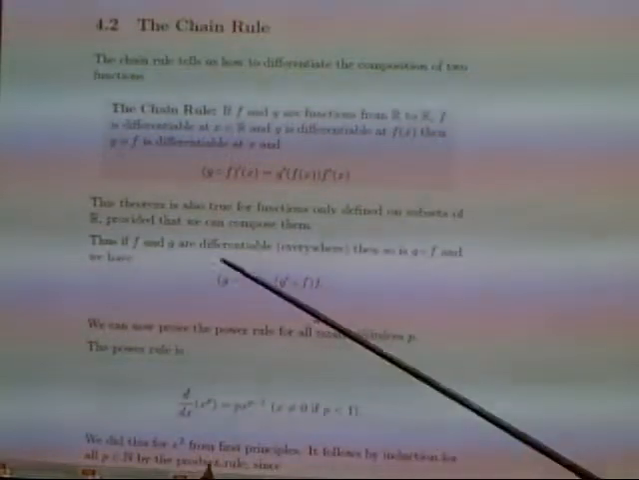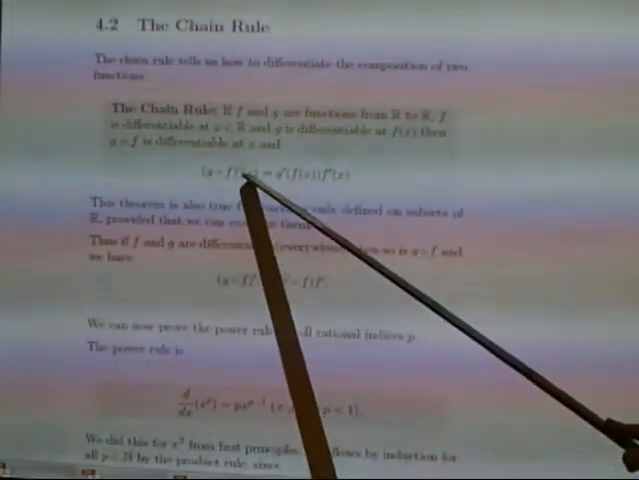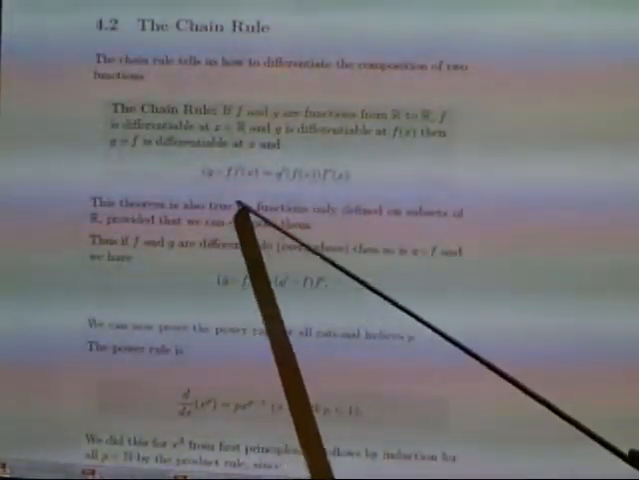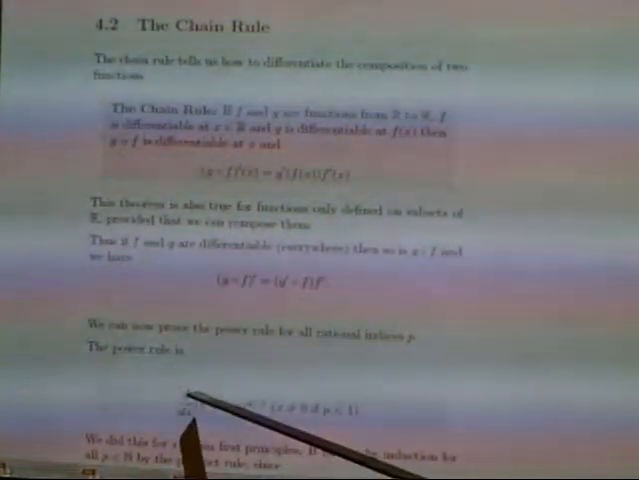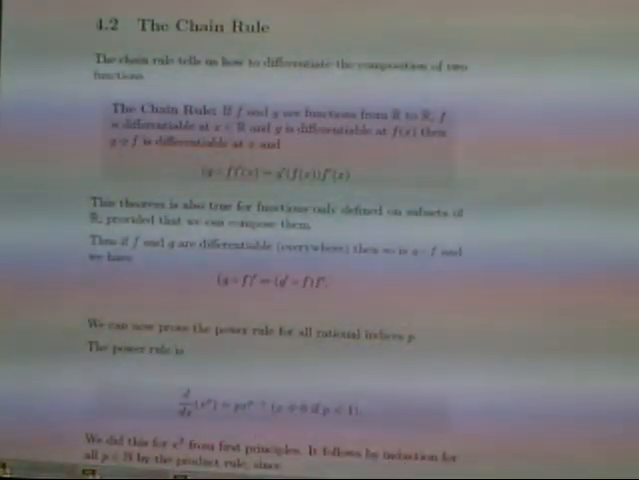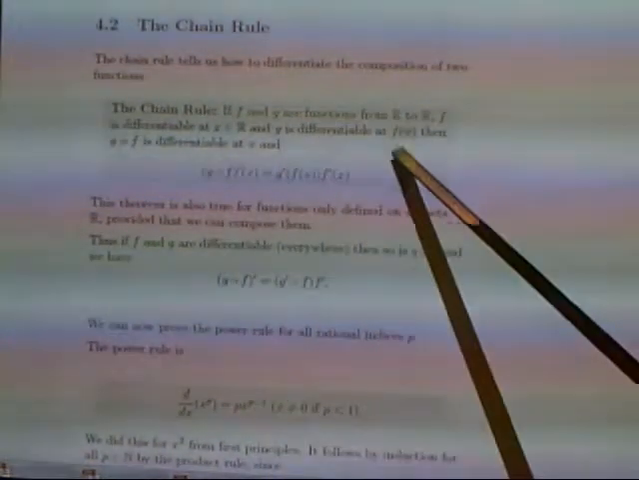So therefore, we also see the differentiation. This is the chain rule. The chain rule means that g of f of x differentiates to g dash of f of x times f dash of x. And the power rule is that x to the power n differentiates to n times x to the power n minus 1.